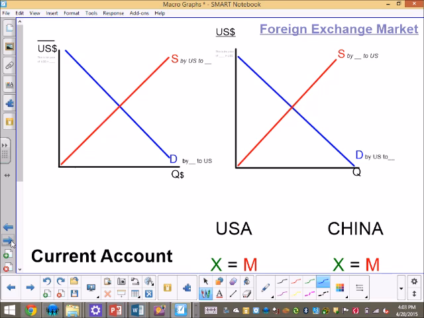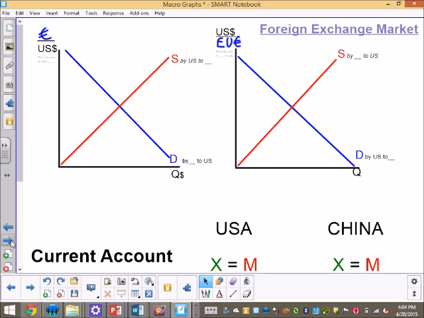Why don't we do it? Let's go ahead and say it's the EU, which means we're talking about euros, okay? What happens to exchange rates if the European Union demands more U.S. goods? What will happen if the European Union demands more U.S. goods? What's that? Demand will increase. Whose demand would increase? US. So that means European supply would increase.